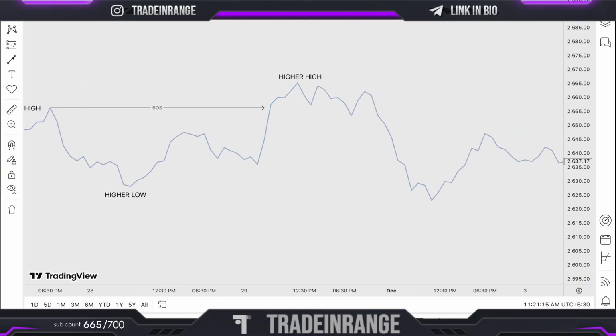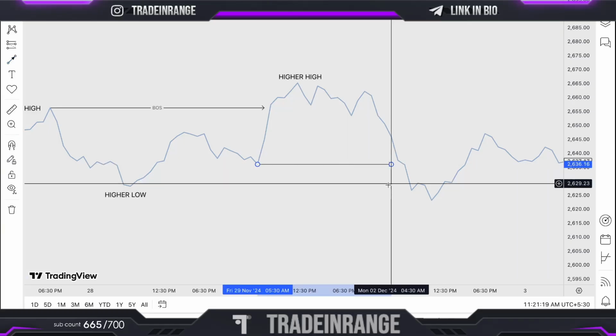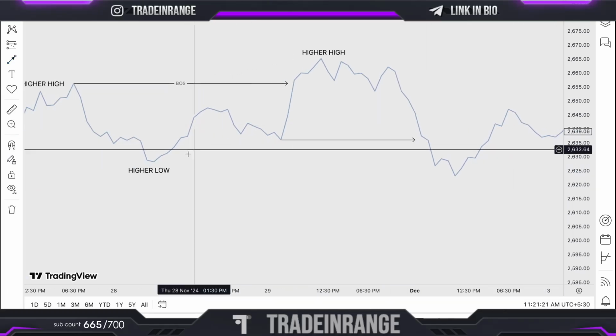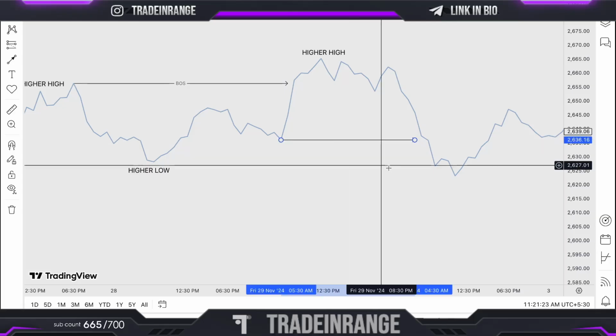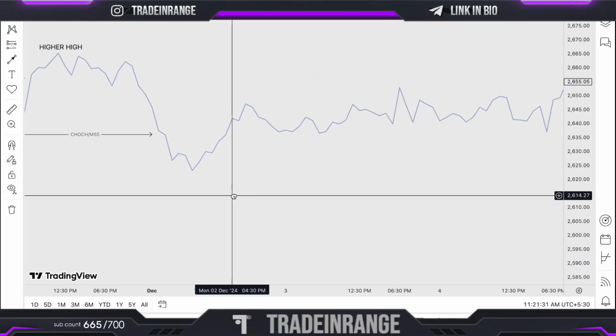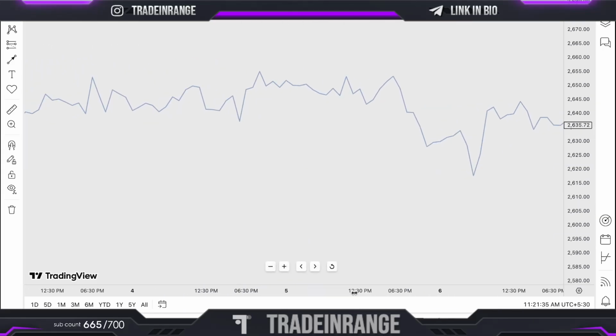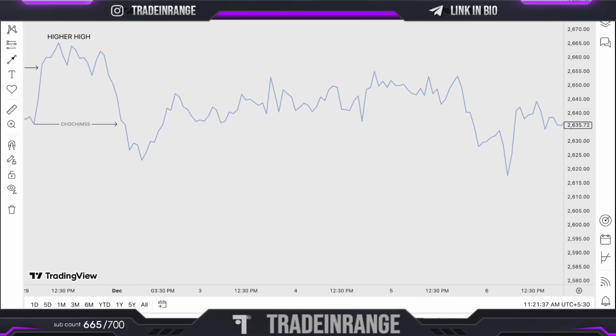Again here, what we can see, we have a change of character over here because we do not have any higher high over here and the higher low has been broken. I will name it as a CHOCH or MSS, right? So what we will look for here is a major sweep of this low, right? So this low has been broken over here.